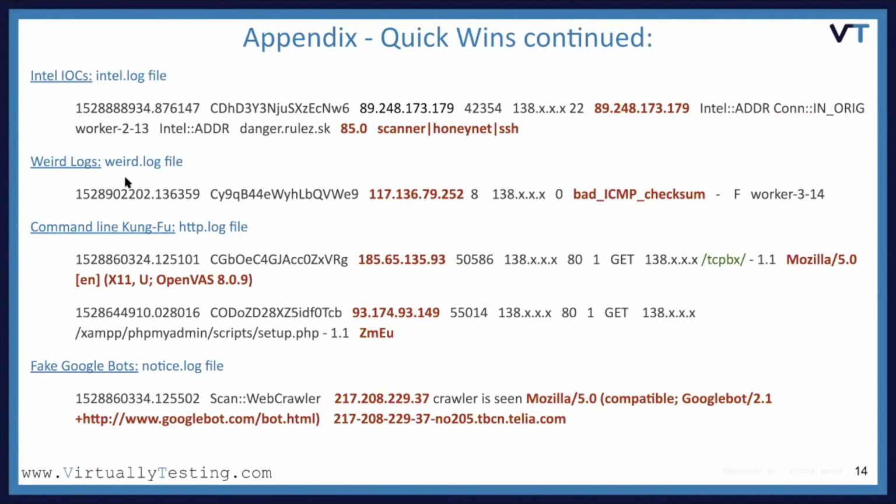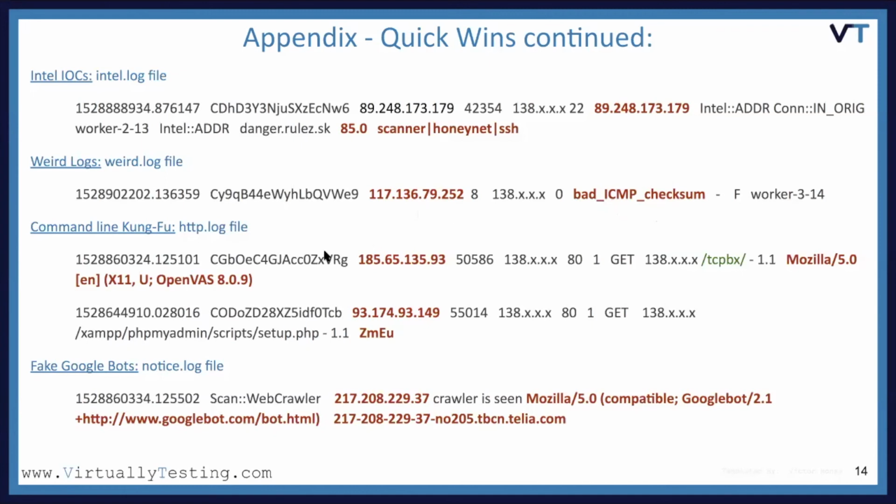I was mentioning a lot about the weird.log file. So bad ICMP checksum. Whenever Zeek sees weird activity going on the network, it logs it in the weird.log file. I have only shown bad ICMP checksum because that is the one we actually take action on. We log the IP addresses for which Zeek has reported a bad ICMP checksum.